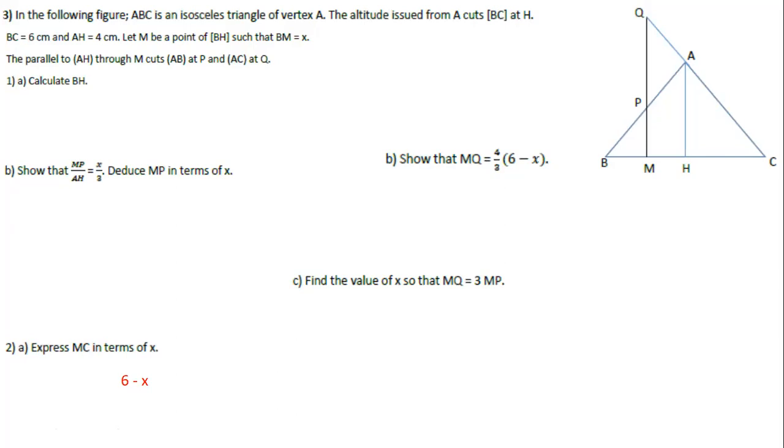BC equals 6 centimeters and AH equals 4 centimeters. Let M be a point of segment BH such that BM equals X. The parallel to AH through M cuts AB at P and AC at Q.